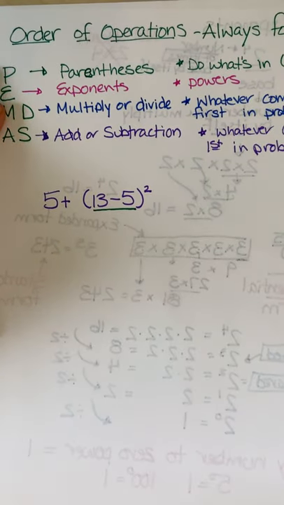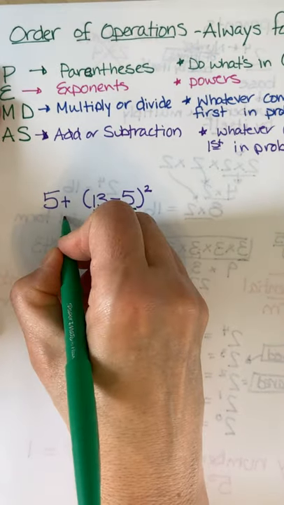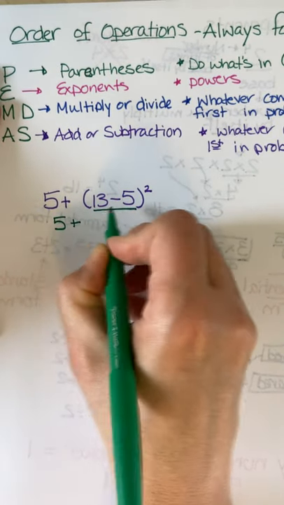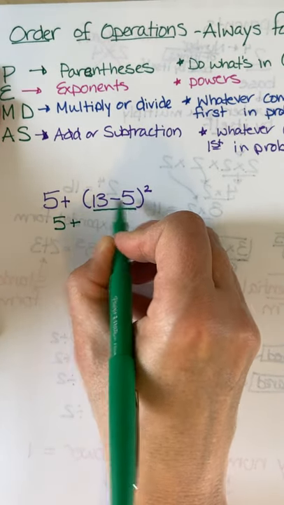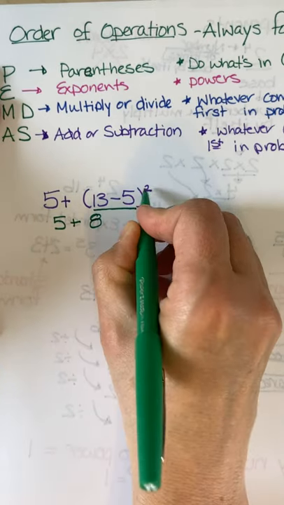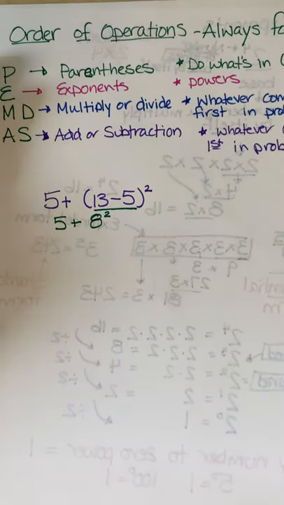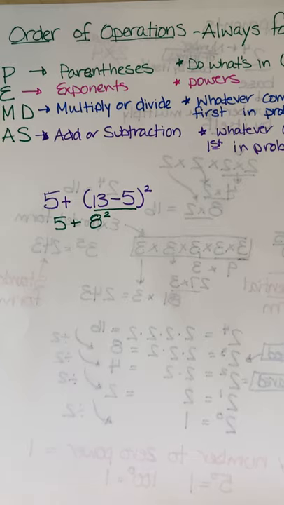It always helps to underline your step, rewrite the problem. If you do it systematically, they're really hard to get wrong. So I would do 5 plus 13 minus 5 is 8, but I want that to the second power. So I did my first step, I did my parentheses. I don't have any more parentheses in my problem.